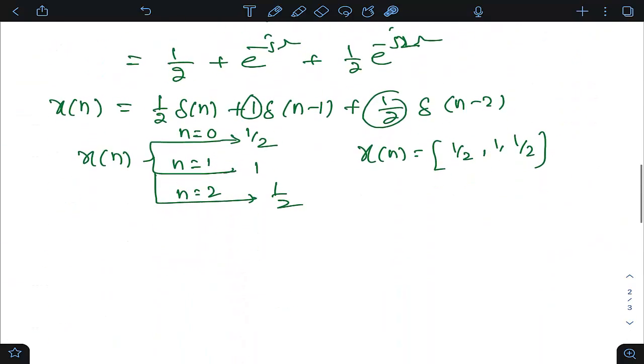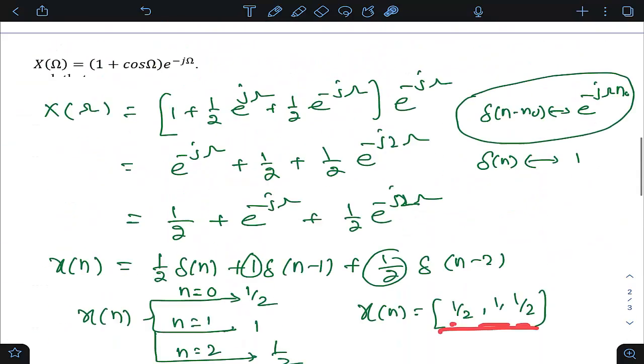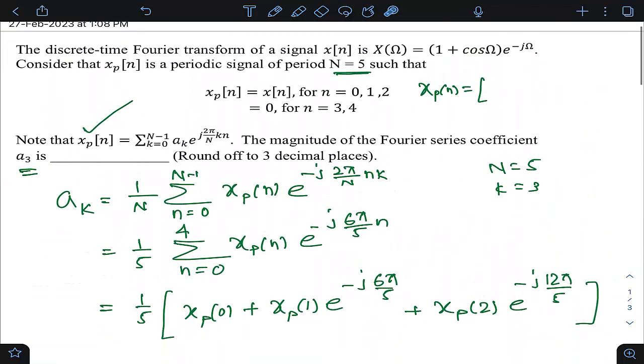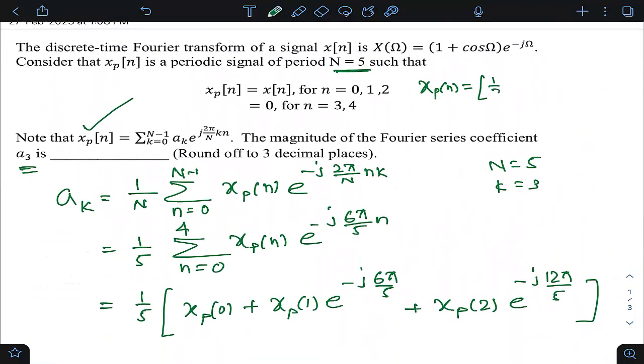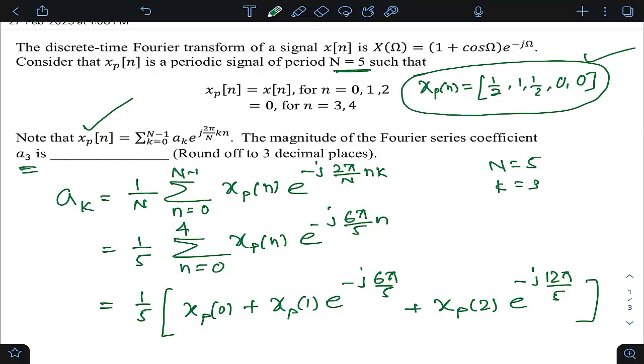So x of 0, x of 1, x of 2 are half, 1, half, right? Because x of 0 is half, x of 1 is 1, x of 2 is half, as we got. Then they are saying that for n equal to 3 and 4 it is 0. That means comma 0, comma 0. This data they have not given directly, but indirectly using some logic you have to find it out. So we got this xp of n signal completely.